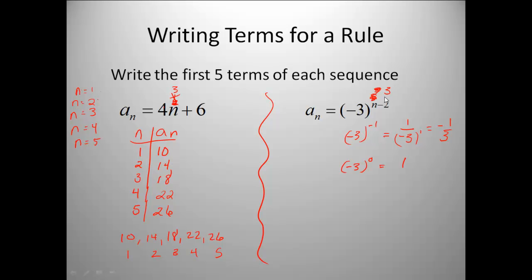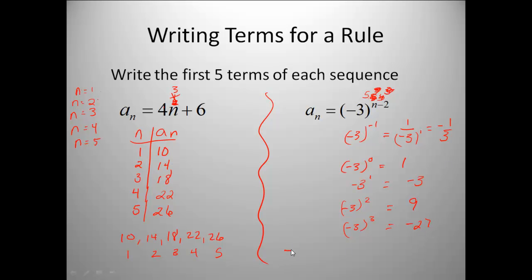When I put a 3 in, 3 minus 2 gives me a 1, so I have negative 3 to the first power, which is just negative 3. And when I put my 4 in, 4 minus 2 gives me 2, so I have negative 3 squared, which is a positive 9. And then when I put my 5 in, 5 minus 2 gives me 3, so I have negative 3 raised to the third, which is negative 27.